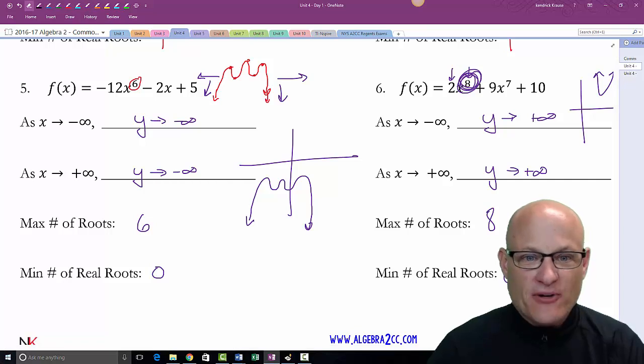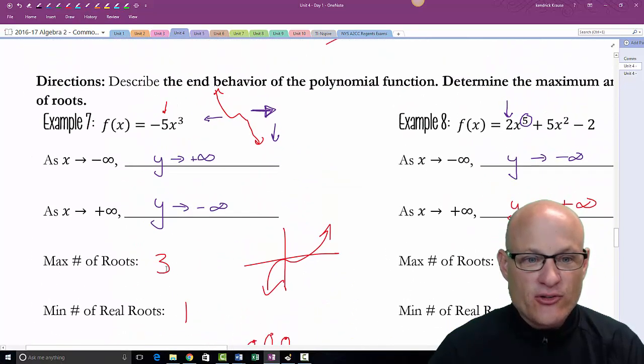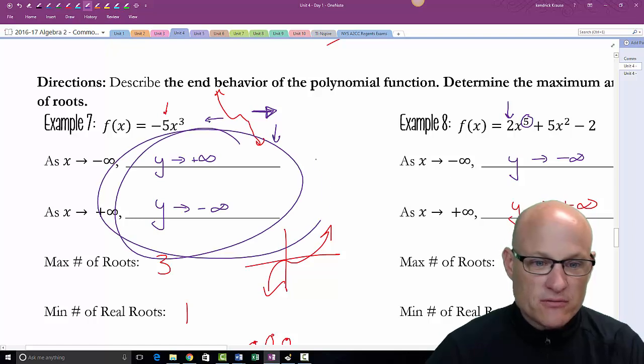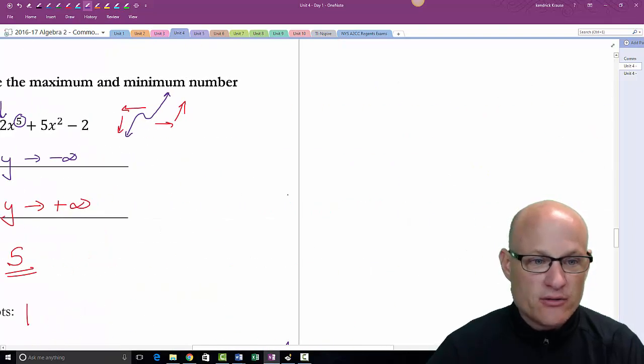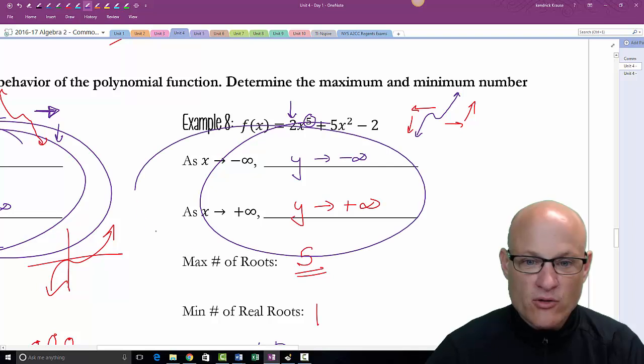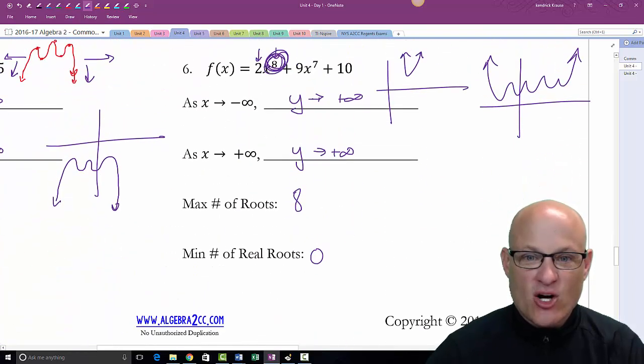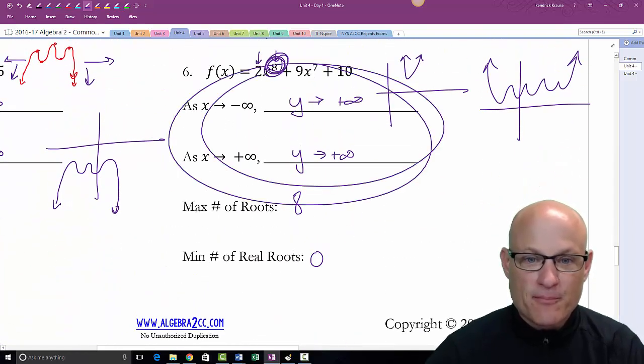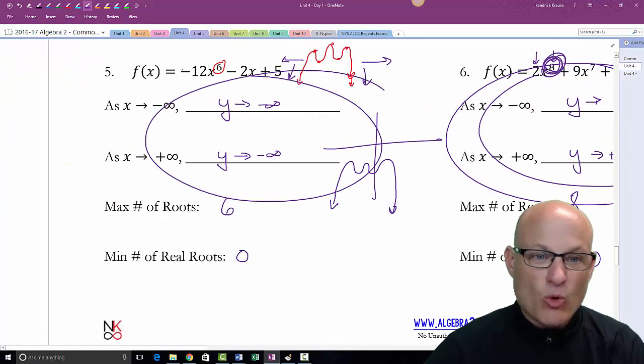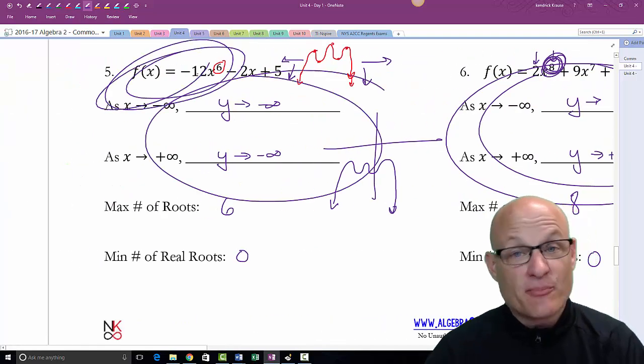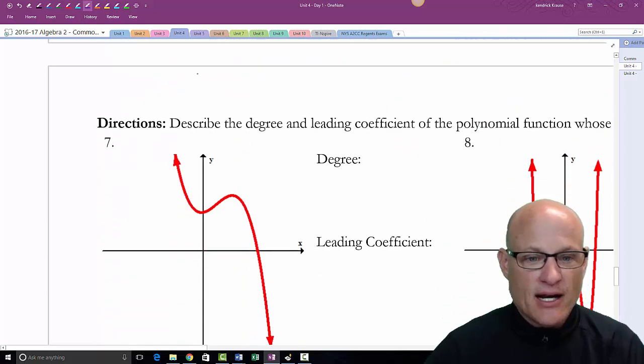Notice with the odd functions, these are going to be different. One's going up, one's going down. With the even functions, they always go in the same direction. They're either both going up or both going down. And what determines that? The leading coefficient. Is it positive or is it negative? All right.